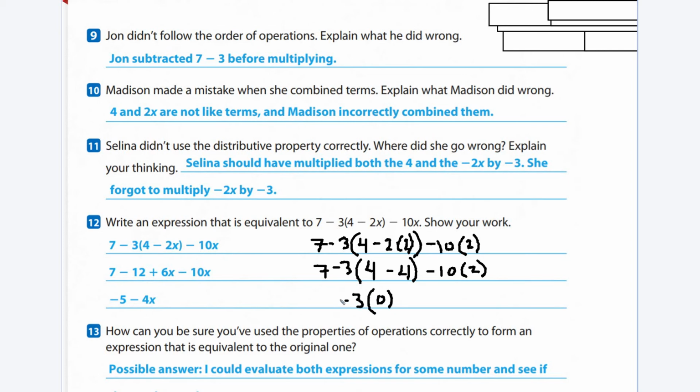I still have the negative 3. 7 minus 10 times 2. Negative 3 times 0 is 0. 7 minus 0 minus 10 times negative 2 is 20, right? 10 times 2. Negative 10 times 2 is negative 20. 7 minus 0 minus 20 is negative 13.